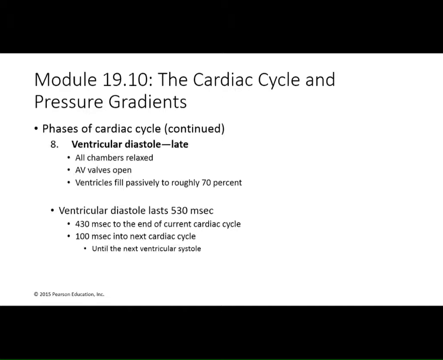Now, let's put a number on this. This ventricular diastole takes about 530 milliseconds. Now, this is all based upon that average 800 millisecond cycle. So we got 430 milliseconds to the end of the current cycle, and then 100 milliseconds more into the next before the ventricles will begin to contract again.